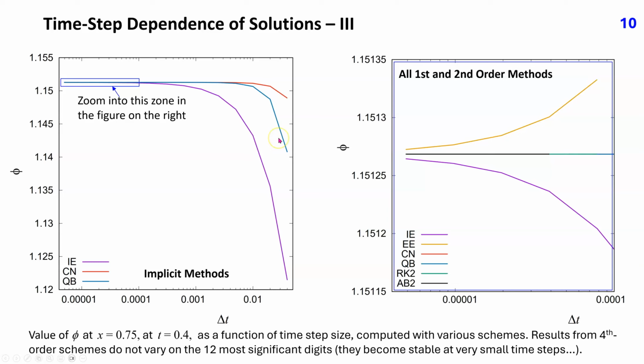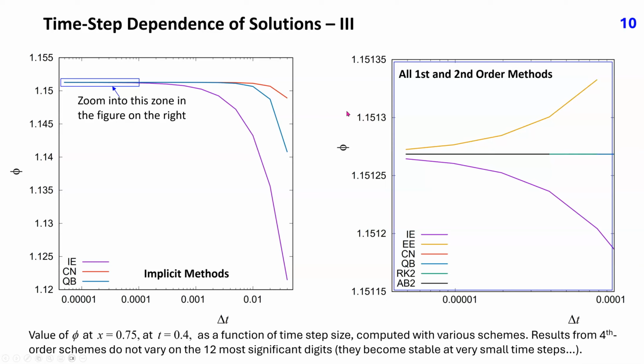The quadratic backward scheme leads to larger errors at large time steps than the Crank-Nicolson scheme, but they both quickly converge. The first order implicit Euler method needs much smaller time steps to converge. The figure on the right shows the zoom into this range of values.